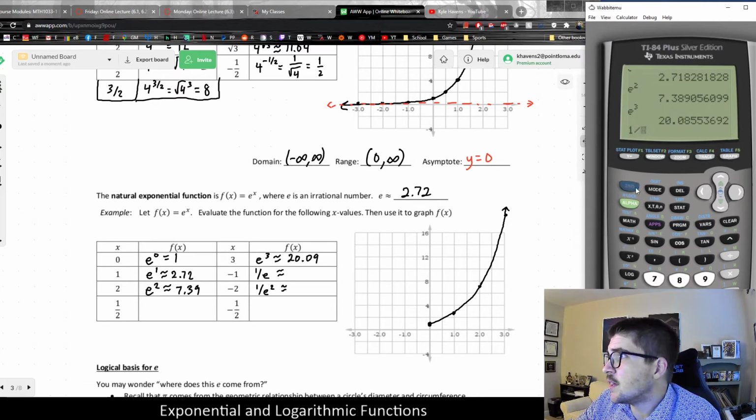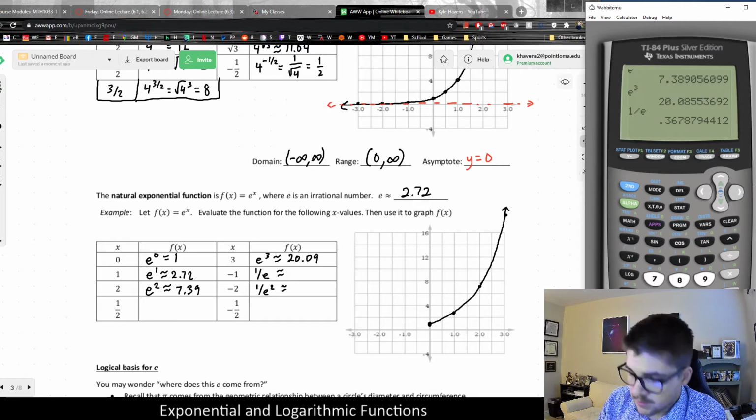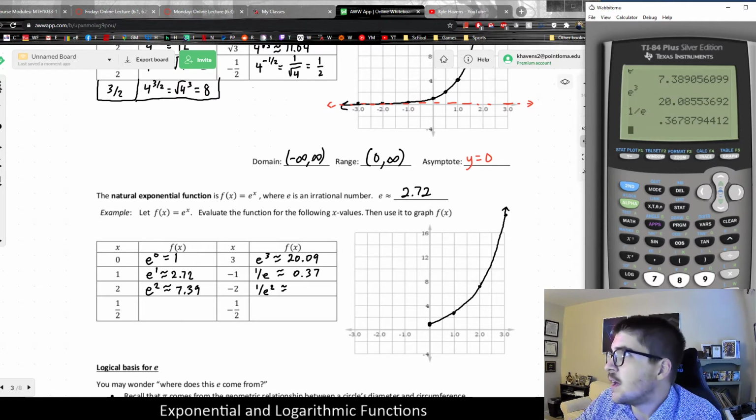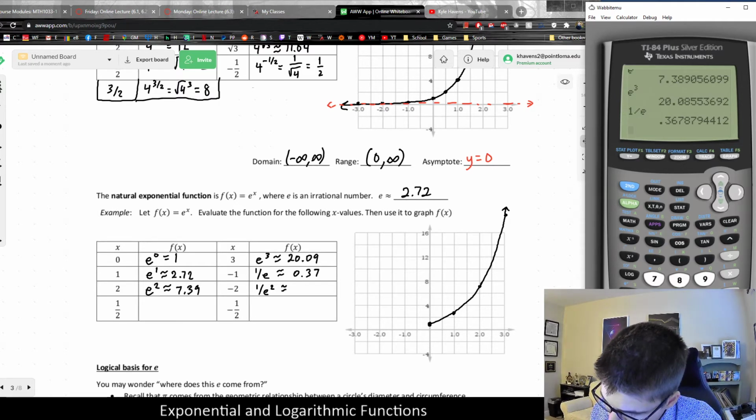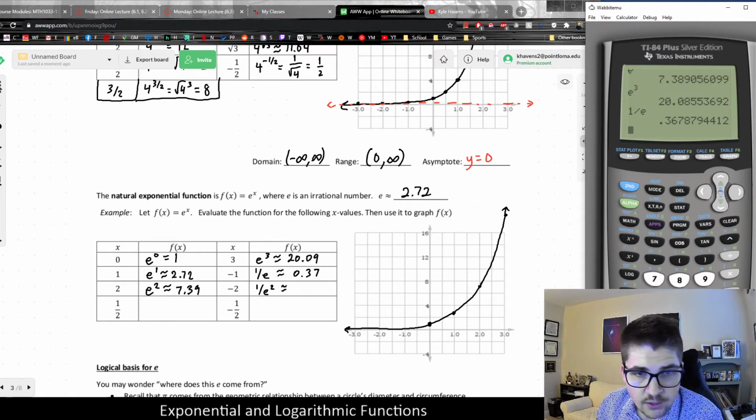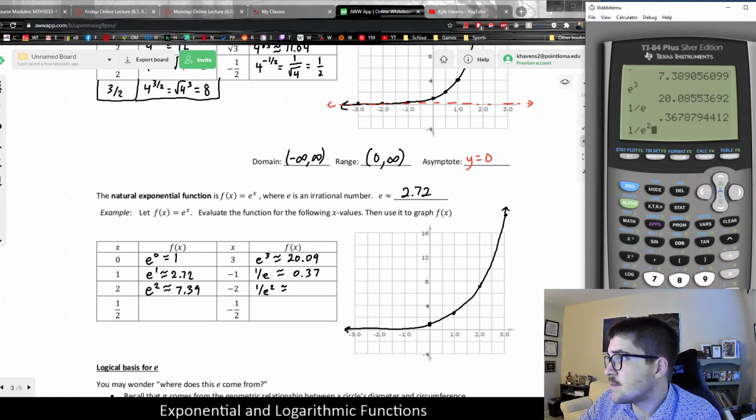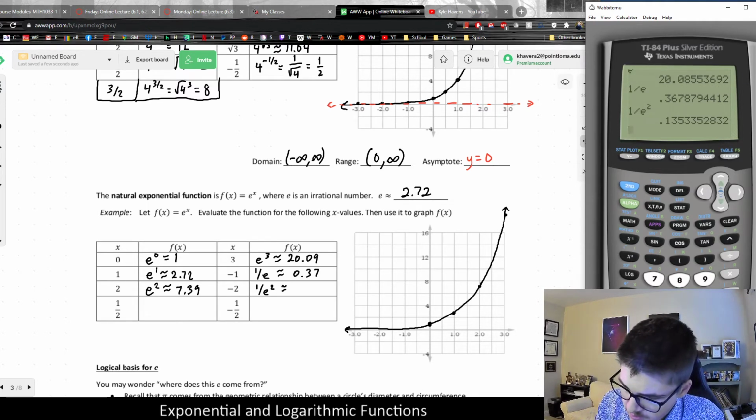1 over e is approximately 0.37, and 1 over e squared. But basically, as I move to the left, or as x approaches minus infinity, it's going to get smaller and smaller because I'm dividing by an ever-growing value of e. 1 divided by e squared is going to be about 0.14.